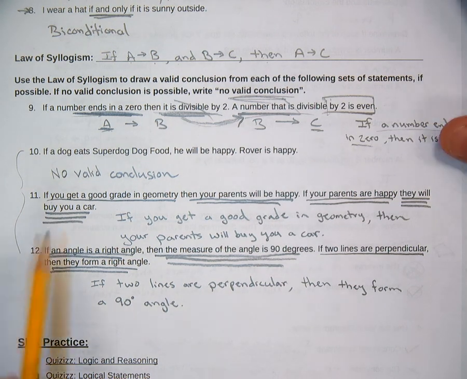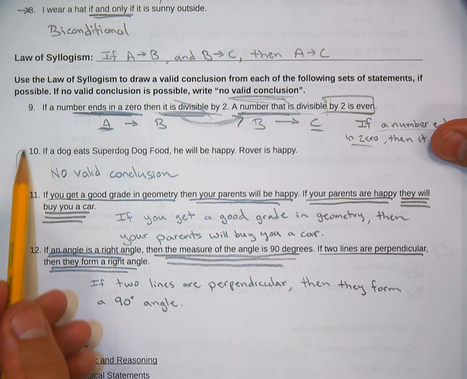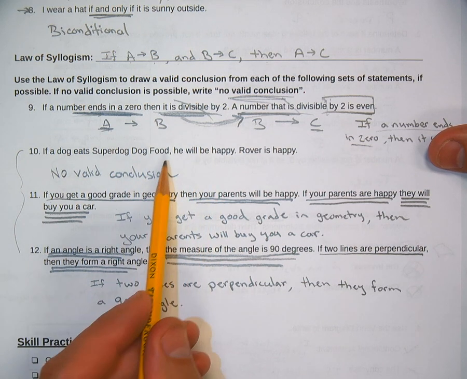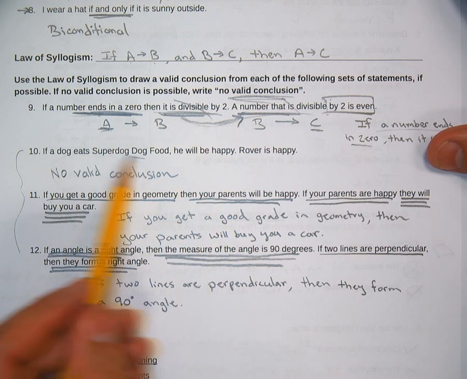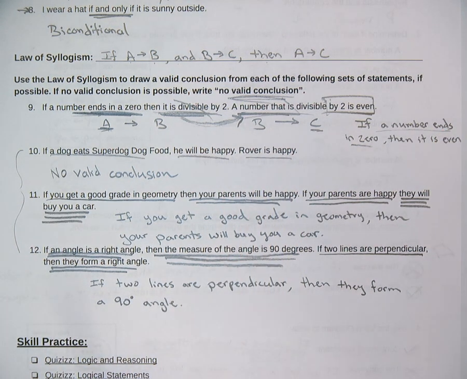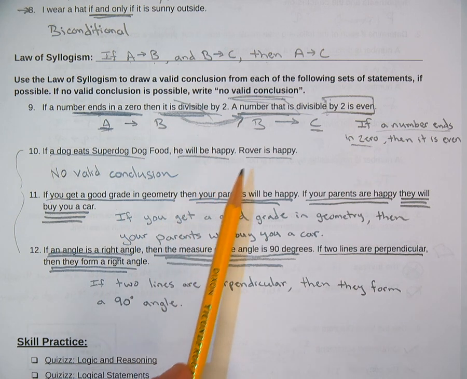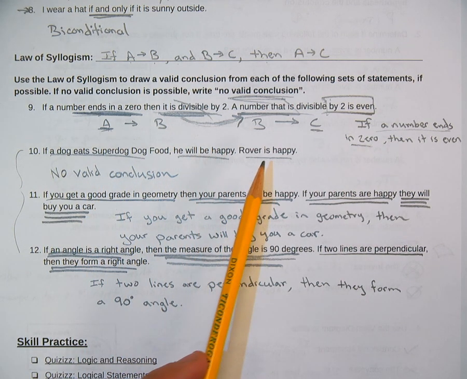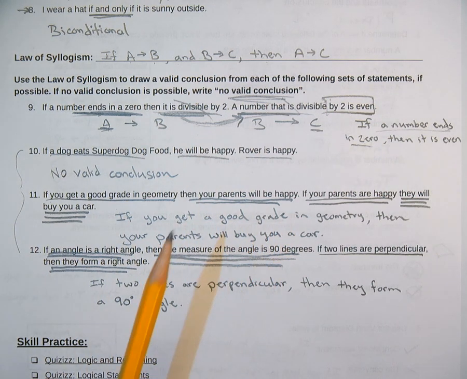All right. So the first one, number 10 here, says if a dog eats super dog food, then he will be happy. So that is our A, and this is our B. And then it just says Rover is happy. There is no conclusion to be drawn from this. I can't even say that Rover eats super dog food because he could be happy because I took him for a walk. I don't know.